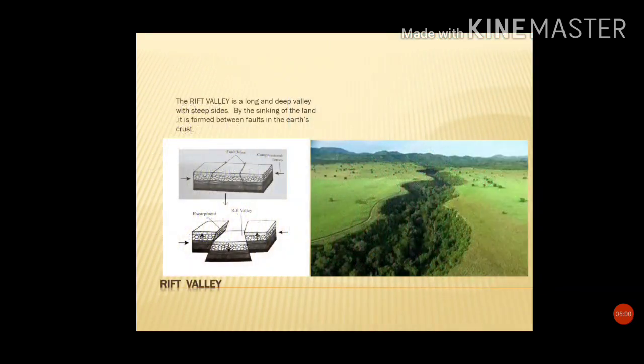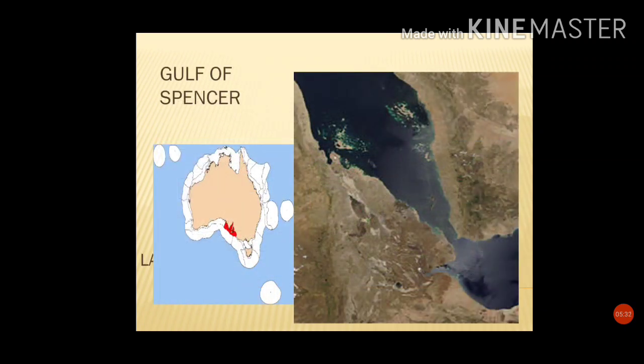The third important feature is the Rift Valley. It is located in the southeastern part. A rift valley is a flat-bottomed, steep-sided valley which is formed by the subsidence of land between two almost parallel faults. The Gulf of Spencer is an example of a rift valley in Australia.